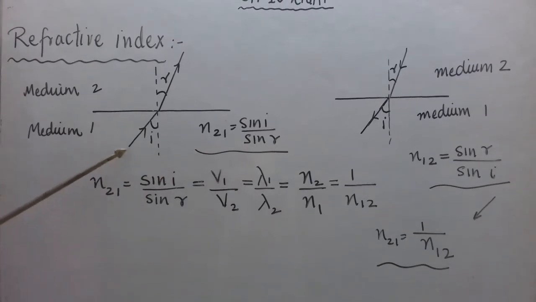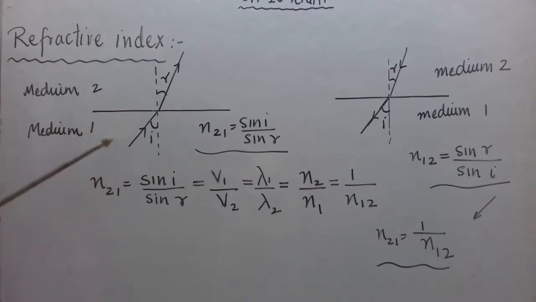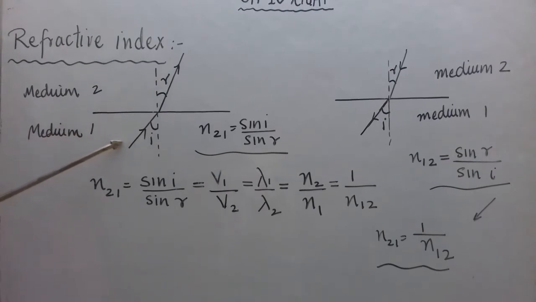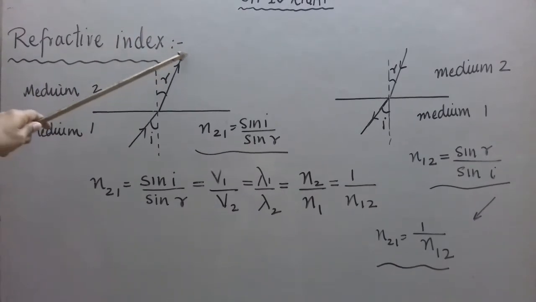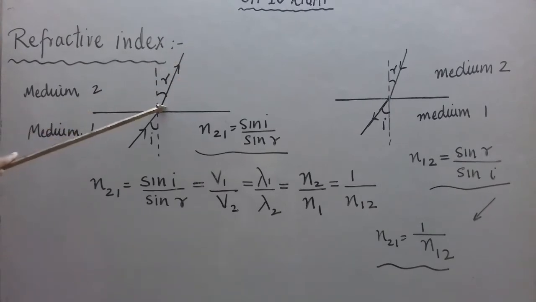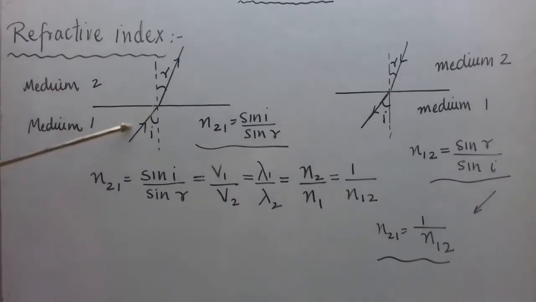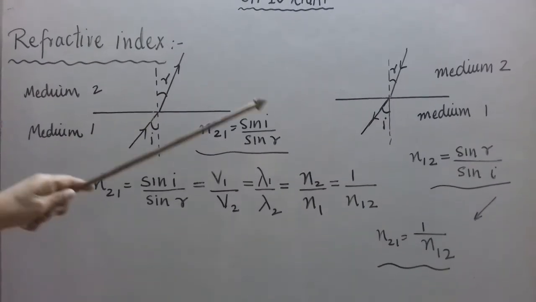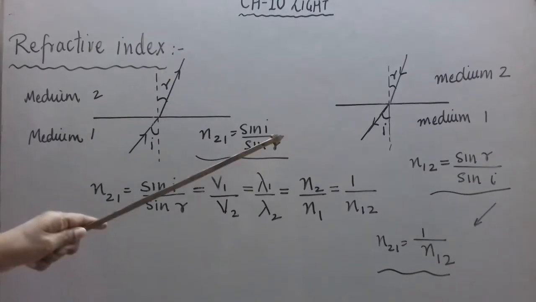Now we know that light follows the law of reversibility. It means what? Light was moving in this direction initially, like this and this way. If I reverse the path, if I make these arrows in the downward direction, let the light travel in this direction now, then when it enters into the second medium, it will follow the same path. It means I have to only reverse the arrows when I reverse the path of light.